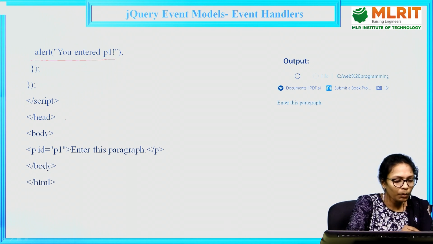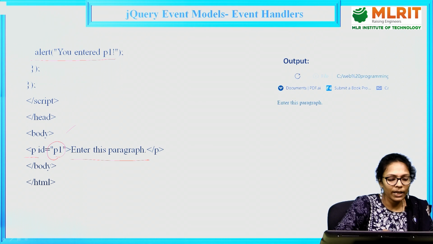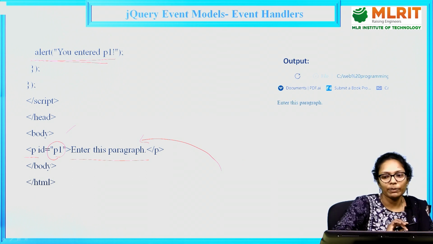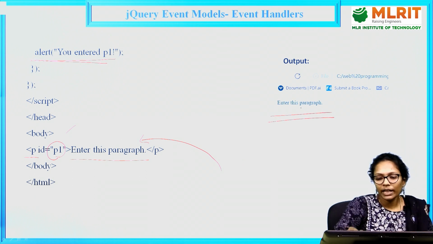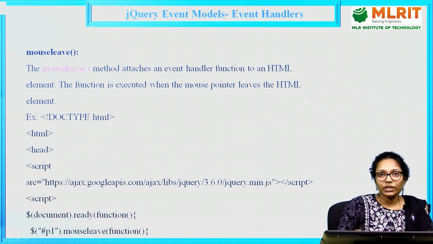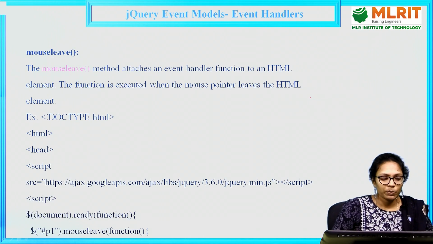But what is this P1? See here in the body section, you're creating a paragraph. For this paragraph, the ID is P1, right? Enter this paragraph. Whenever you move your mouse onto this paragraph, mouse will be entered into that zone. Then immediately you will get this alert message. So this is the output I'm getting. If I move my mouse over this, then I will get that alert message.